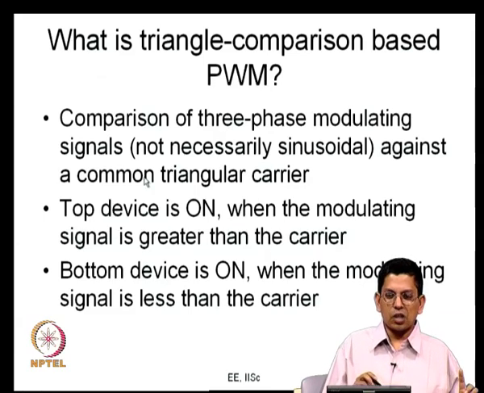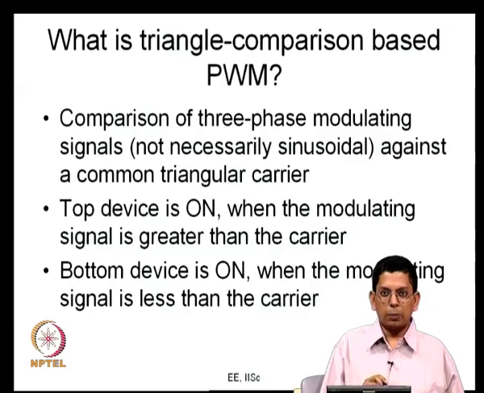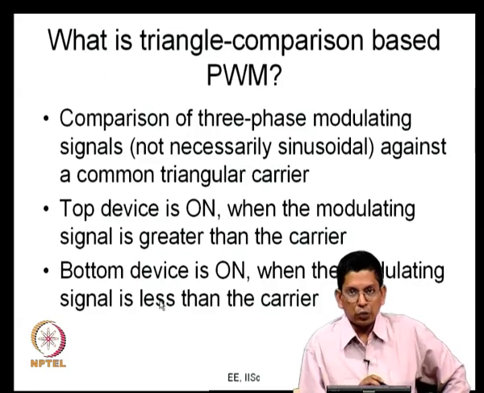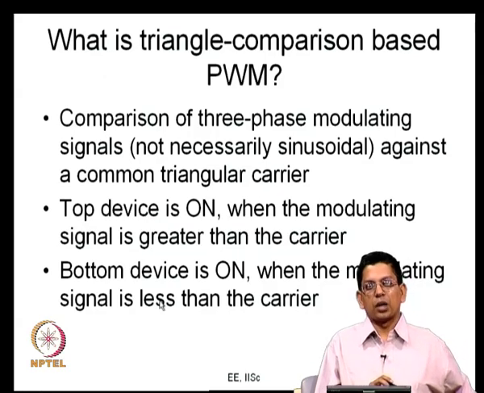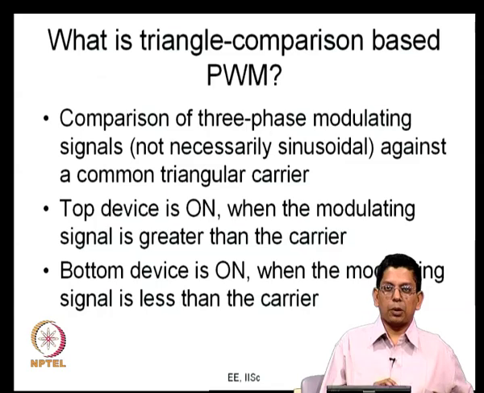Every phase has a particular modulating signal, which is compared against a triangular carrier, and by this triangle intersection you are producing the PWM pulses. This is called the per phase approach. For every particular phase you have a particular modulating signal. The alternate approach is to look at all the 3 phases together, what I would call space vector PWM.